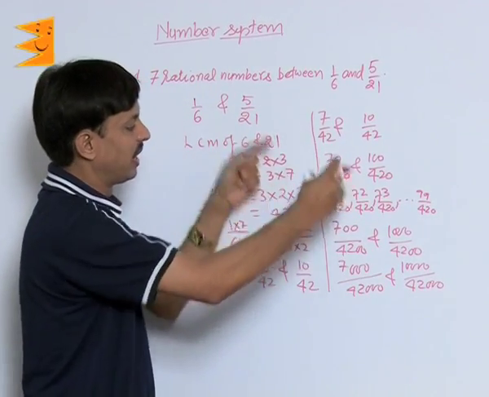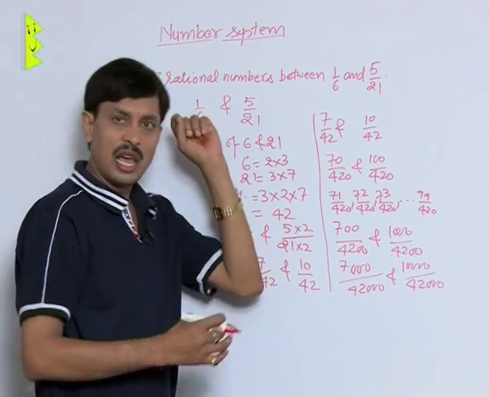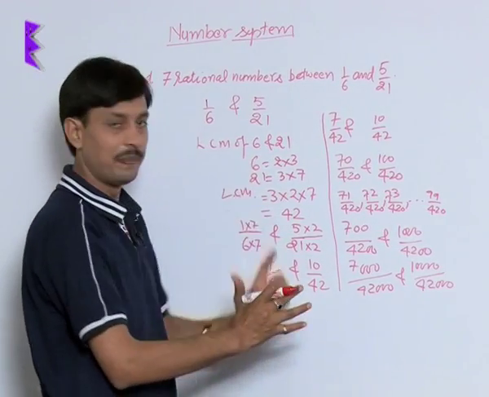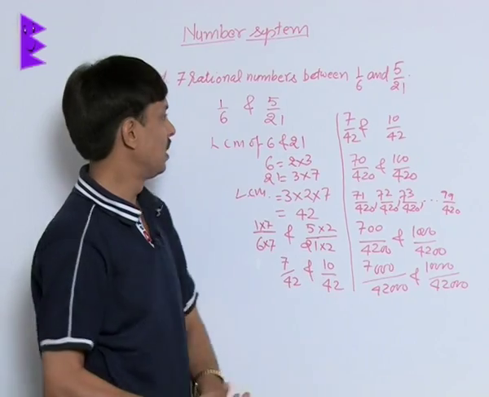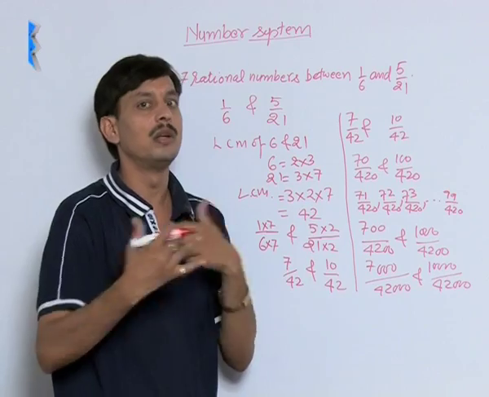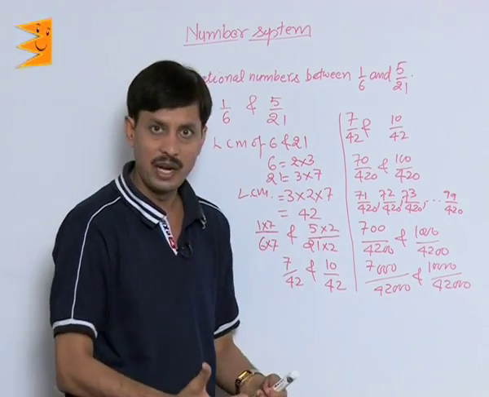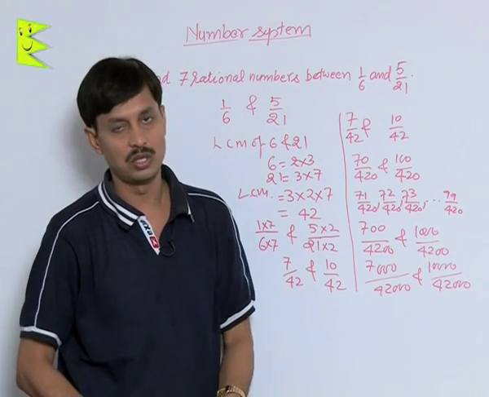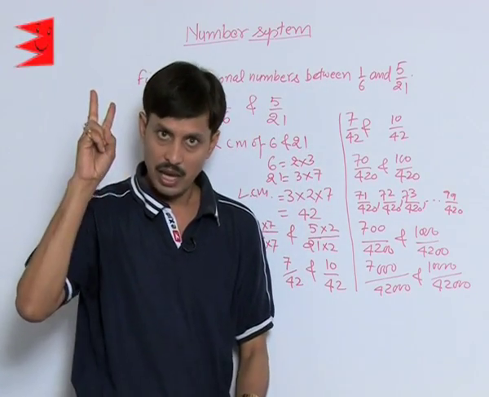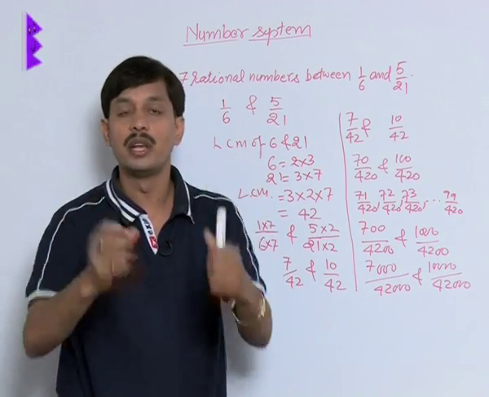So we will multiply by 10 and the gap will increase, so we can insert n number of rational numbers between any two rational numbers. But the step is, first make their denominators the same and then multiply numerator and denominator by some natural number according to your requirement, how many numbers you want to insert. Between two rational numbers, we can insert any number of rational numbers as well as any number of irrational numbers also.